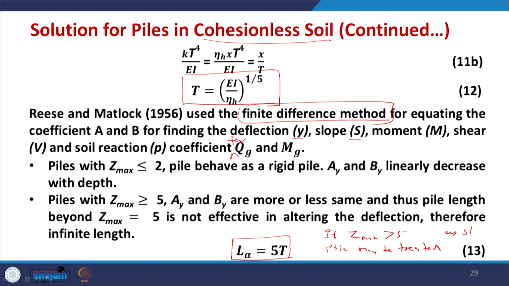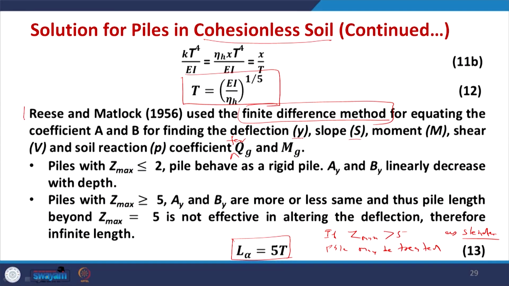We need to make sure, before we apply the Reese and Matlock approach, that the value of Z max is greater than or equal to 5. Normally in practice you will get that this Z max is more than 5, so that will not be a problem. But if your Z max is less than 5, then the approach which we are discussing should not be applied.